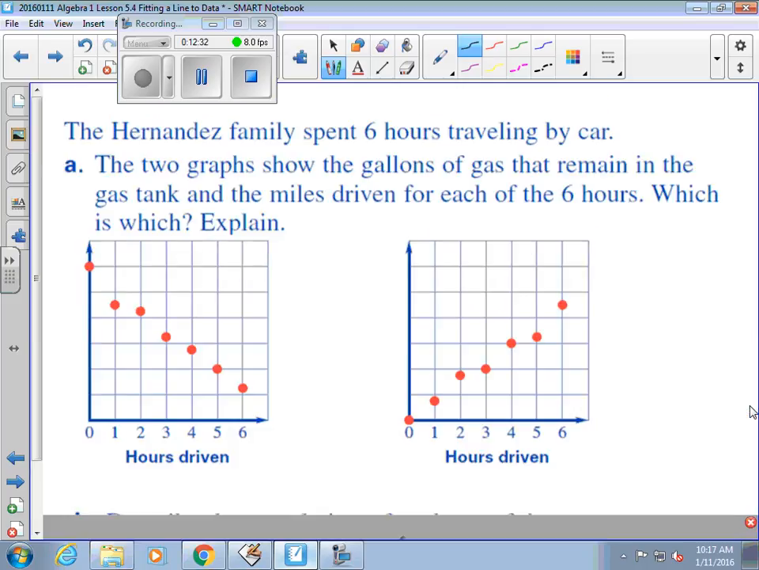On the back, the Hernandez family spent 6 hours traveling by car. Just sketch these 2 graphs real quick. They don't have to be perfect. Just sketch one of them with a negative, one of them with a positive correlation. It says the 2 graphs show the gallons of gas that remain in the gas tank and the miles driven for each of the 6 hours. Which graph is the amount of gas left, and which graph is the miles driven?